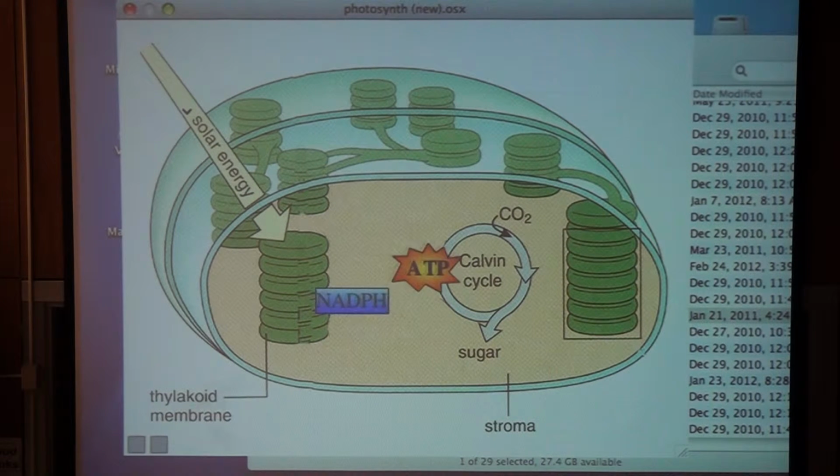All right, so then we started to get into the gory details of how the light-dependent reaction functions.